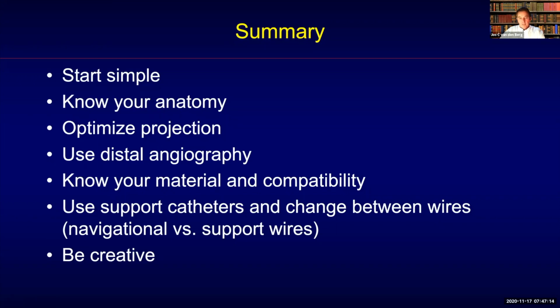Know your material and compatibility, and in this way you can also keep your sheath size down to 4 or 5 French without resorting to 6 French systems. Of course, you can do a lot as well with 6 French devices, but I think if you can stay 4 French, this is much better. Use support catheters, and this can also be small CTO balloon catheters, and change between wires, navigational versus support, escalate, de-escalate. And I think when you perform procedures like this, one thing is very important: try to be creative.